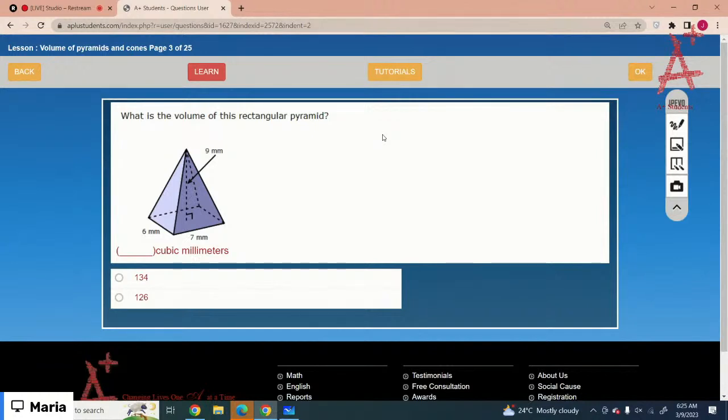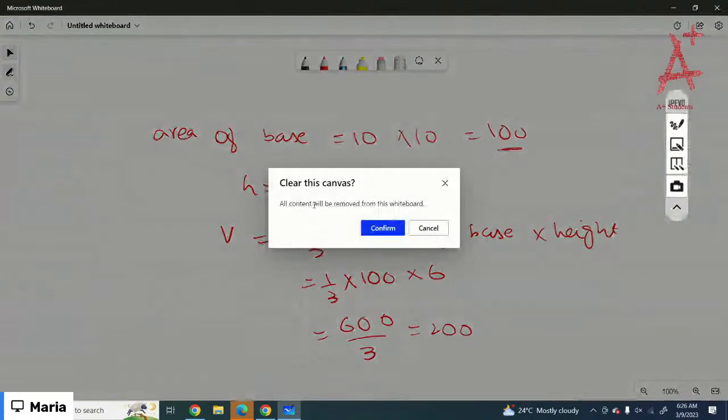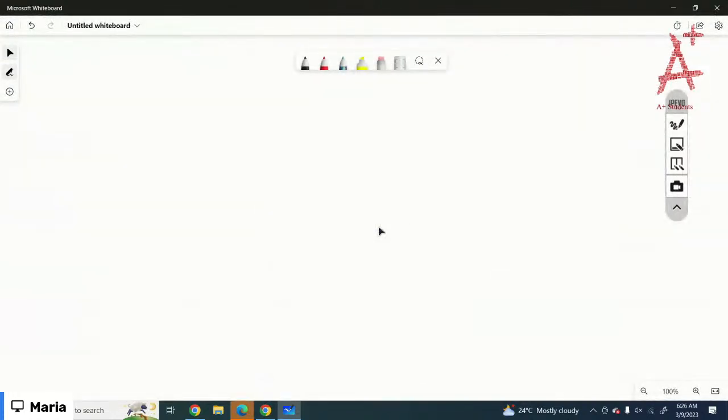Again, we are given a rectangular pyramid. We have to calculate the volume of the rectangular pyramid. So first of all, we have to calculate the area of the base. The dimensions are 6 millimeter and 7 millimeter. So area of base is 6 times 7, that is 42.